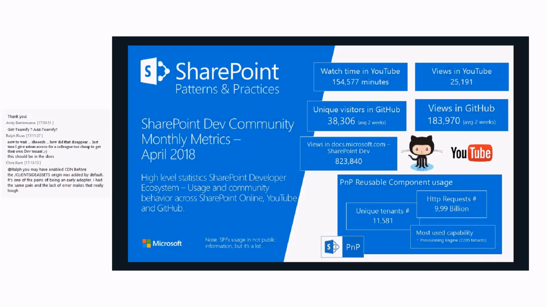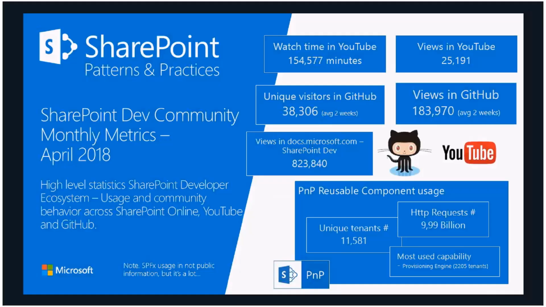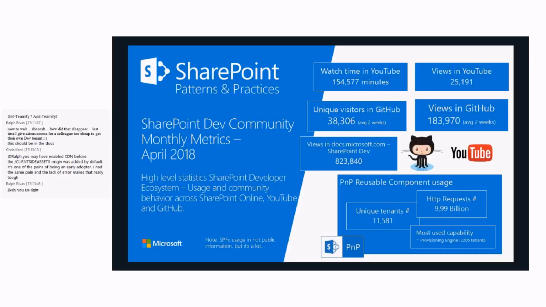On the PnP reusable components, this is PnP PowerShell, PnP CSOM, and PnP JS, we had 11,581 tenants using any of those in April, and we hit 9.99 billion HTTP requests. It was so close to breaking the 10 billion requests in a single month limit, which the team was slightly disappointed about. We'll get there absolutely. Looking at growth metrics, we will absolutely break the 10 billion within May.